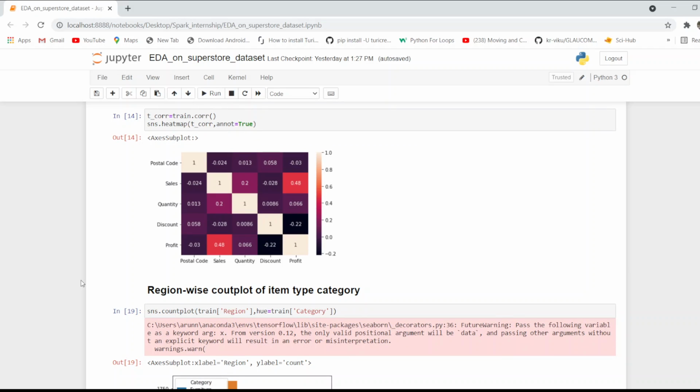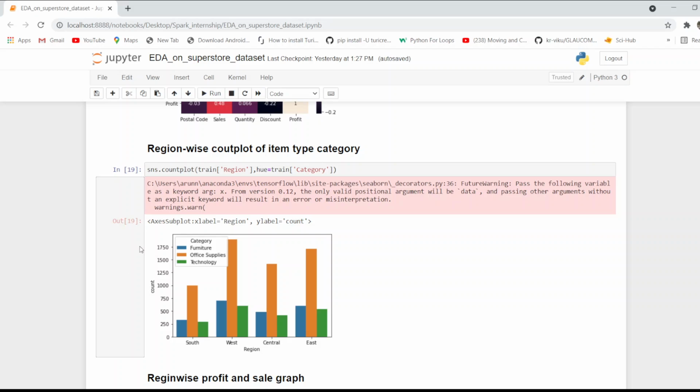Region wise, I have used this graph to represent which region sells the most items, and which category they sell. You can see the west region sells the most items, and among those, office supplies are the maximum. In all of the regions, office supplies are the most sellable item.